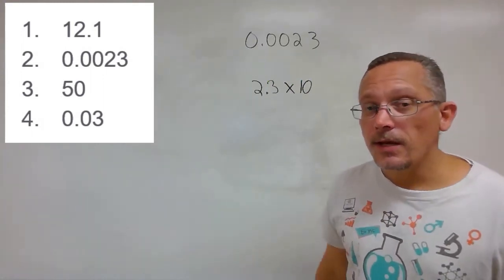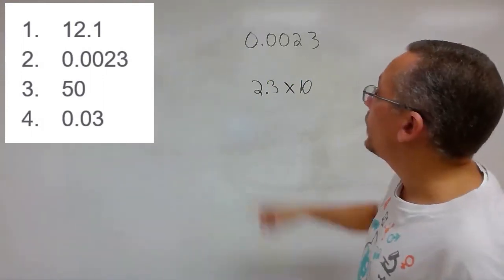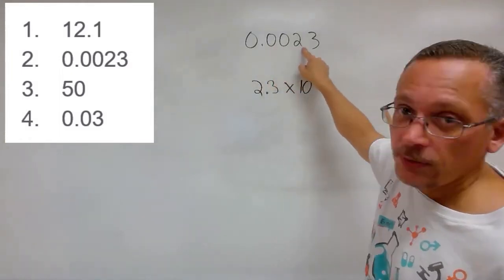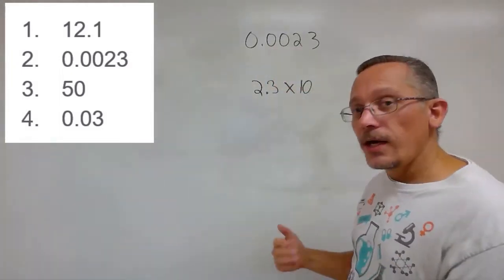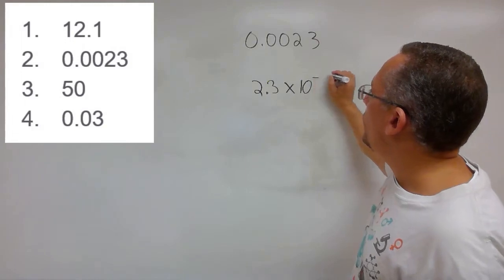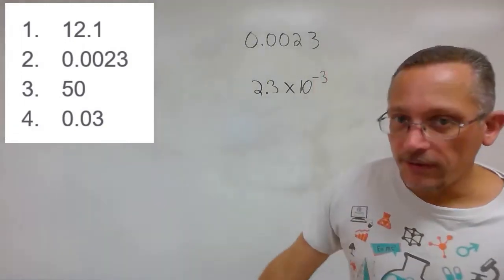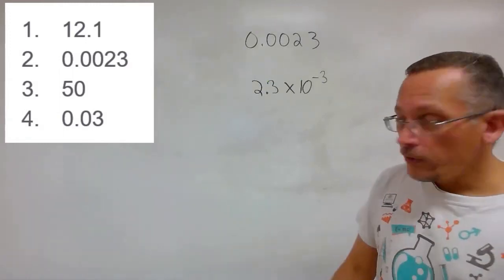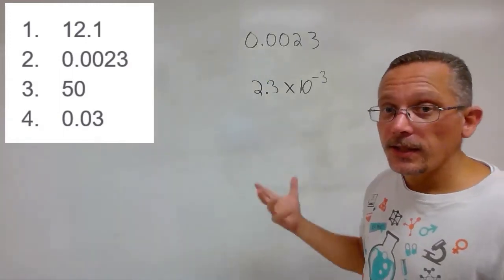And how many places did I move my decimal point left? Well, I didn't move it left, I moved it right. Right, 1, 2, 3 places. So since it moved right, we're going to say it moved -3 places to the left. Right? So, 0.0023 is 2.3 times 10 to the -3rd.